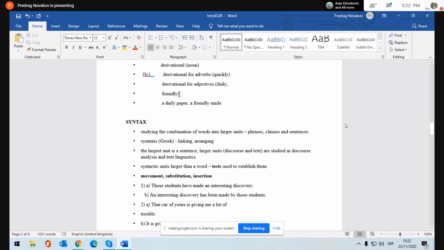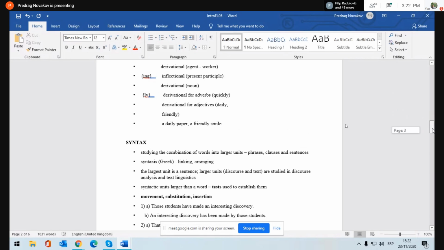Friendly, ly added to friend. If you use it in the phrase like a friendly smile, friendly in that case is an adjective, a friendly smile. And in that case, ly is derivational, okay? So quickly, derivational for adverbs or adjectives, to create new adverbs or adjectives. I have an example here, a daily paper, a friendly smile, to remind you, okay? All right? And that's all.